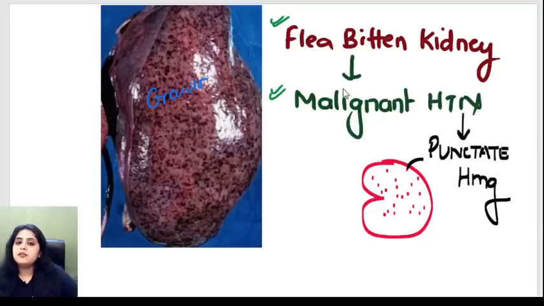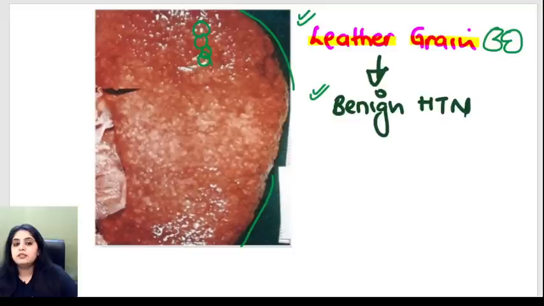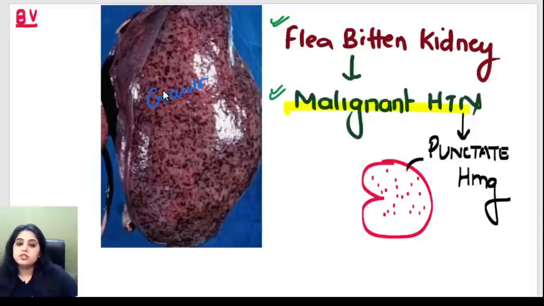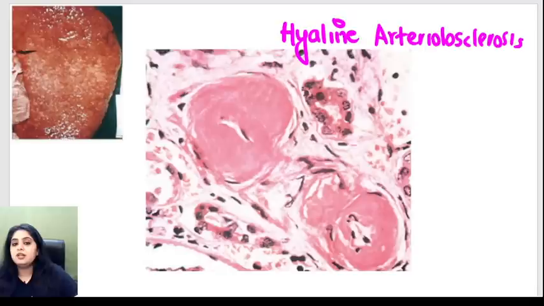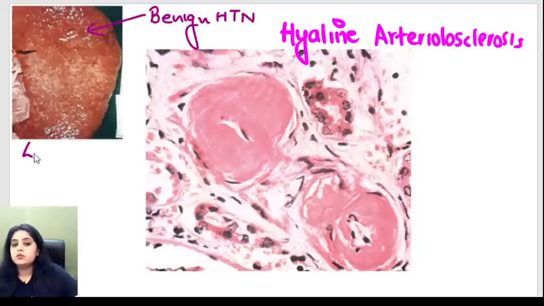Now, something similar I've already taught you in the images decoded of blood vessels, because there also I was asking you that, okay, fine. Now you've read that in benign hypertension, in the kidney, I see the leather grain appearance. But what do you see in the blood vessels? Similarly, in malignant hypertension, in the kidney, I see flea-bitten kidney. But what do I see in the blood vessels? So, can we recall? I hope you remember that when we are dealing with a case of benign hypertension, in the kidney, what will it show you? It will show you leather grain appearance.